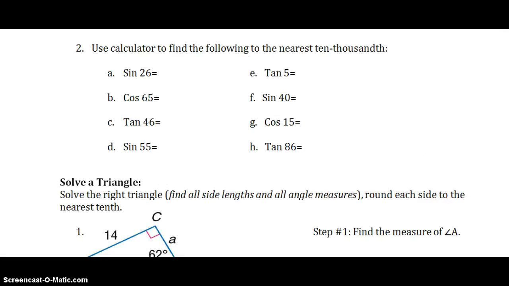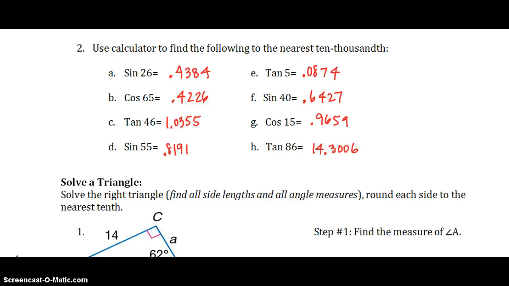Okay, next page. Go through and practice each one of these, and again, be sure you're closing your parentheses. When you hit the sine button, it automatically opens the parentheses, but just get in the habit of closing the parentheses, and we're going to 4 decimal places, the 10,000th place. I'm going to go through and fill in the answers. So you pause the video here, use your calculator, and then check your answers with mine. Okay, pause it again and check yours against mine.